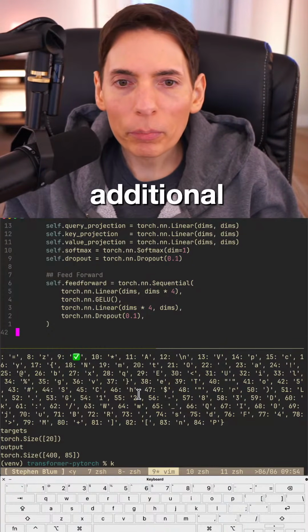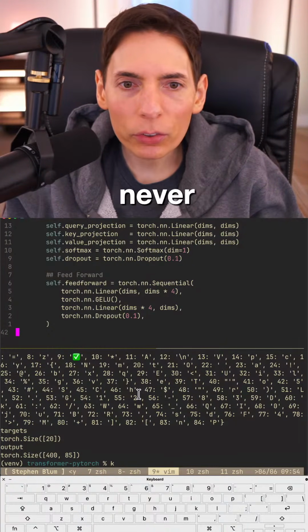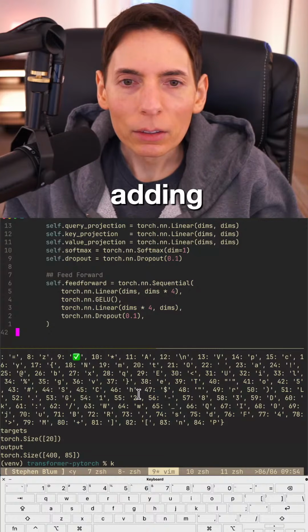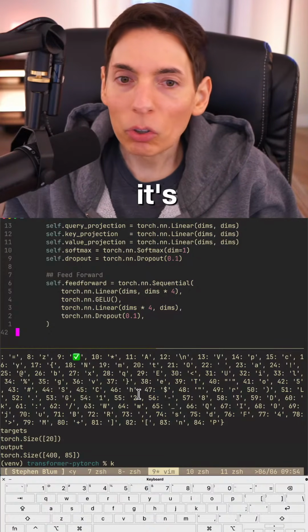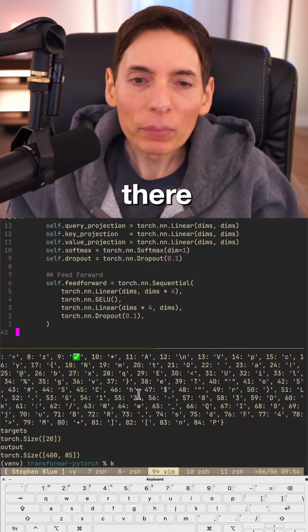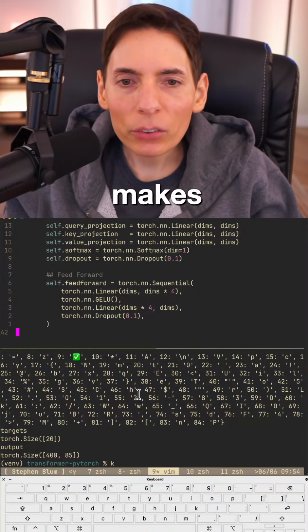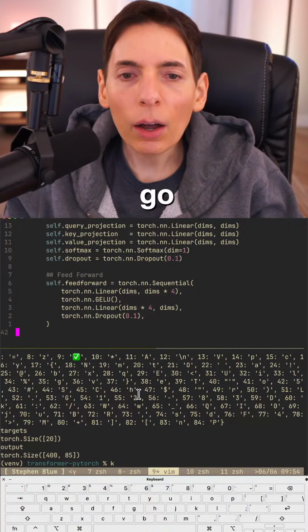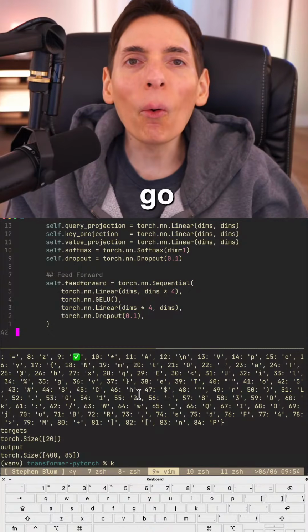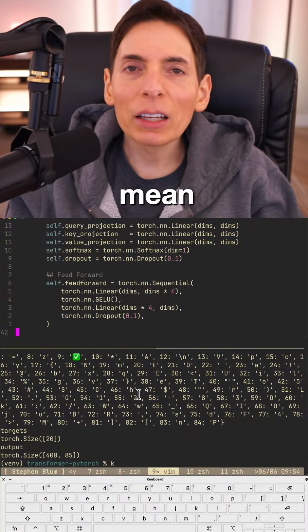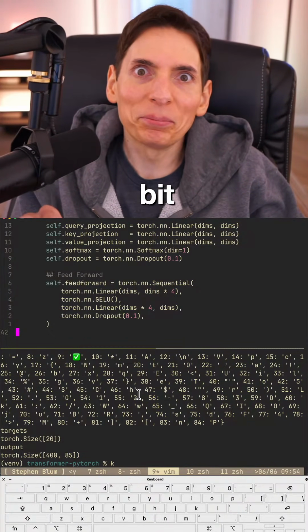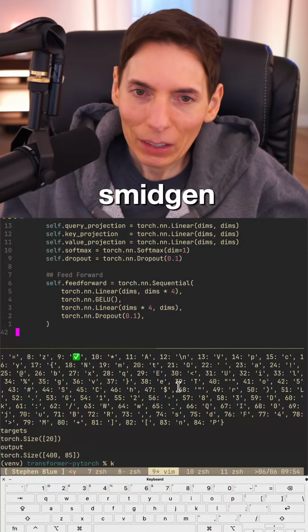Steven, additional patches will never fix the problem. Just adding patches. All right, I see what you're saying there. O(n) squared compute, it makes the matrix as you go. Oh, it makes it as you go. Okay, that clears the picture up a little bit. Only a smidgen.